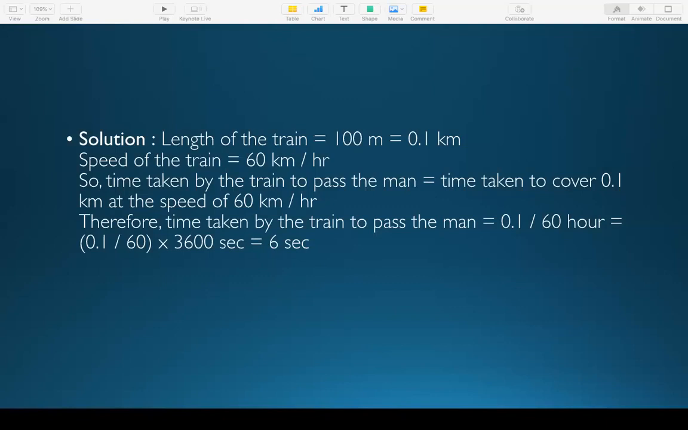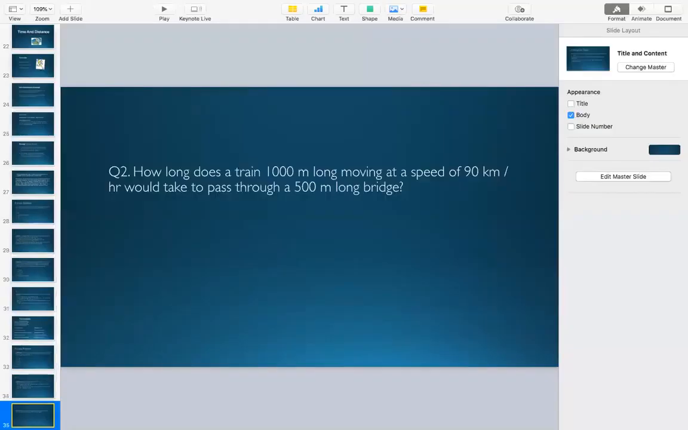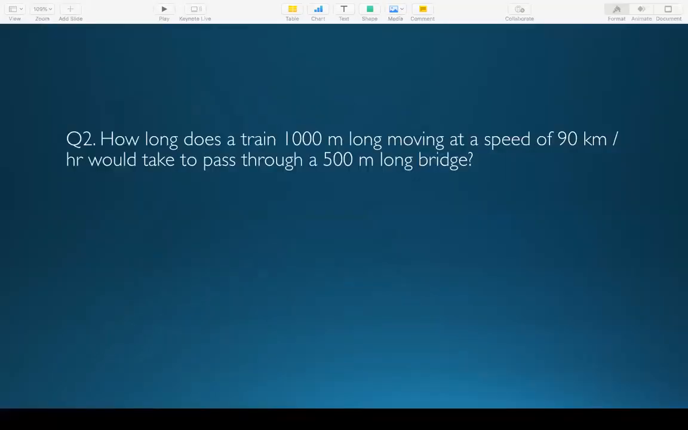Okay, simple question. So here's the next question for you. How long would a train 100 meters long moving at a speed of 90 kilometers per hour take to pass through a 500-meter long bridge? I have not given the options so that people don't guess, they tell the exact answer which they're getting.